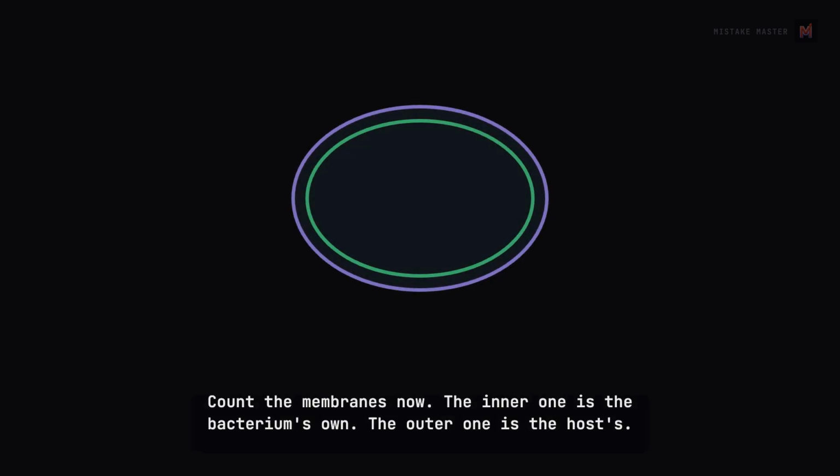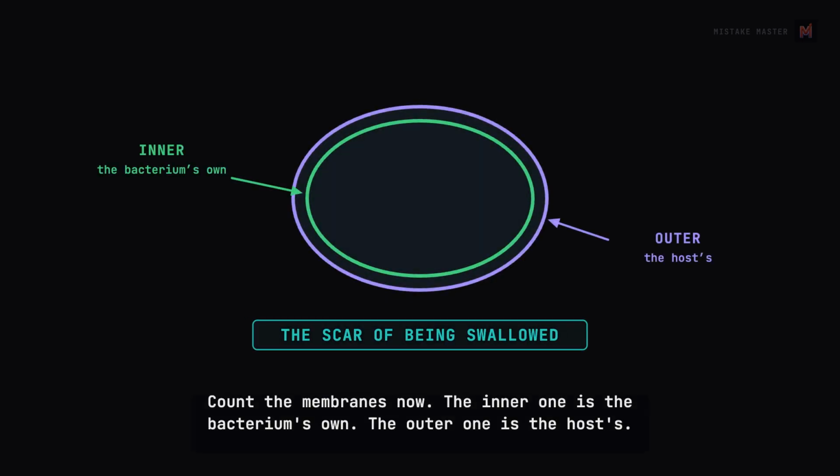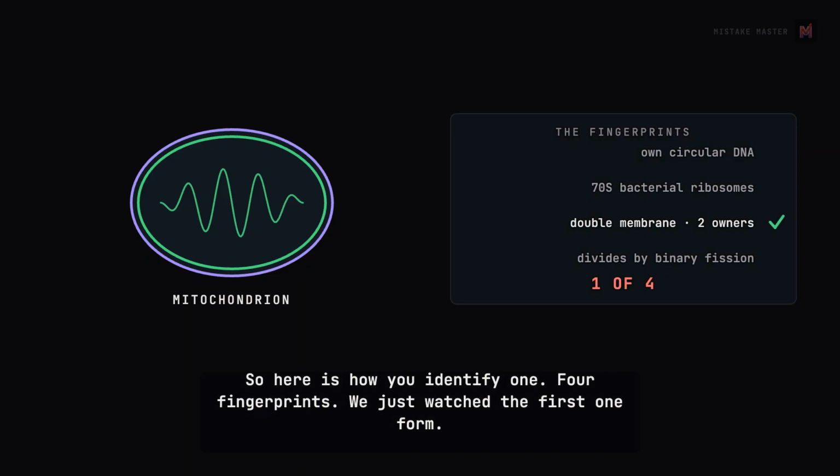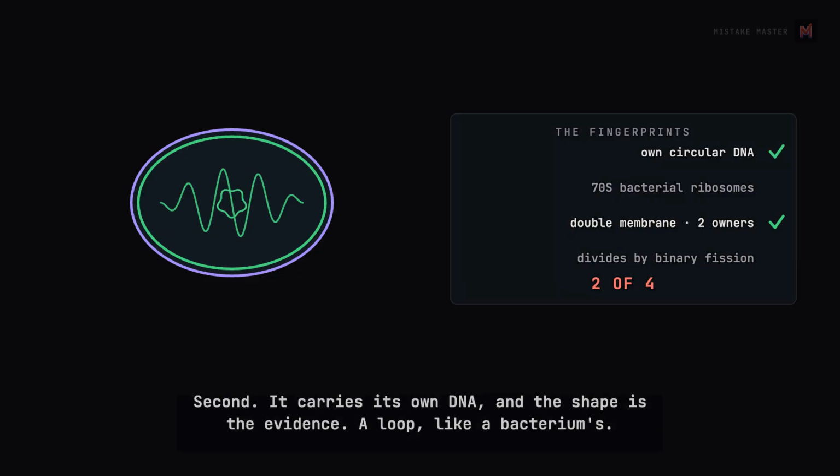Count the membranes now. The inner one is the bacterium's own. The outer one is the host's. So here's how you identify one. 4 fingerprints. We just watched the first one form. Second, it carries its own DNA, and the shape is the evidence. A loop, like a bacterium's.